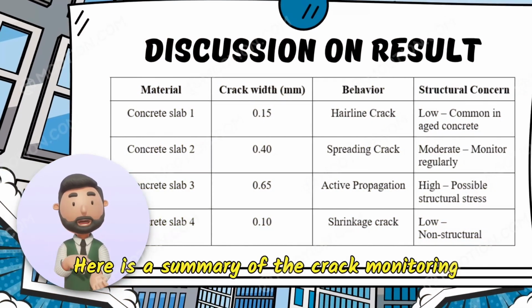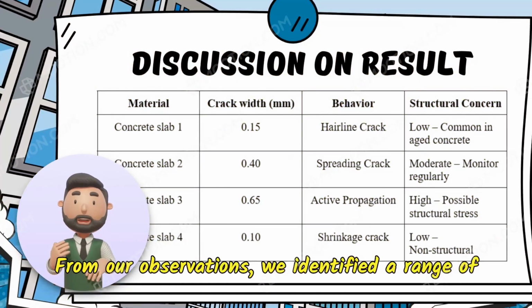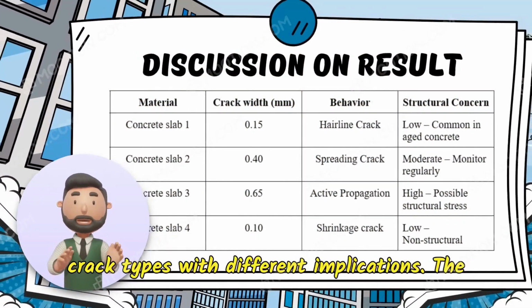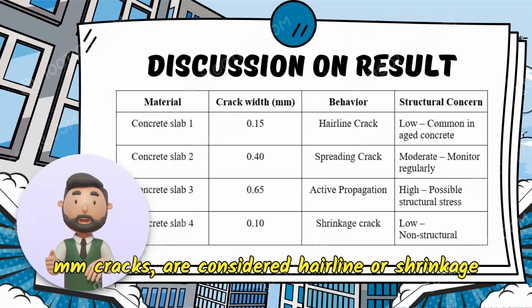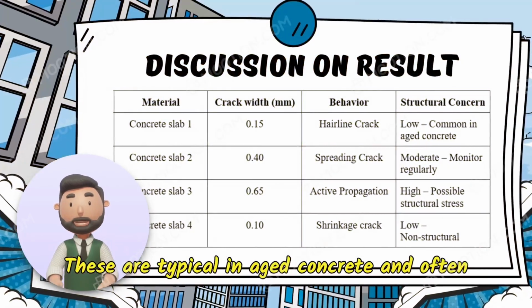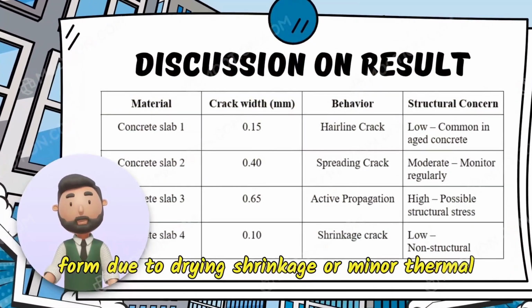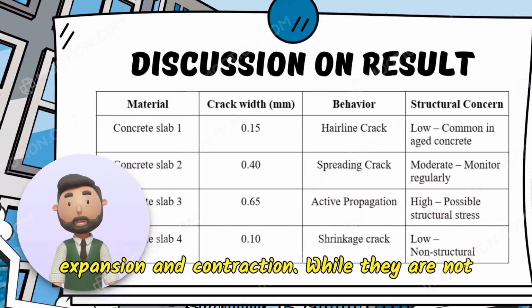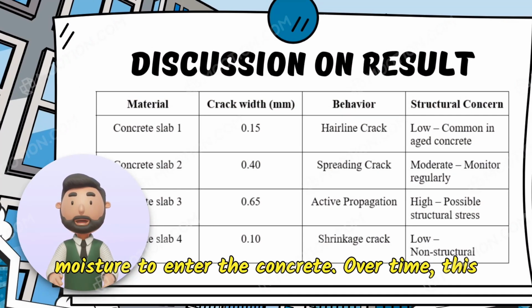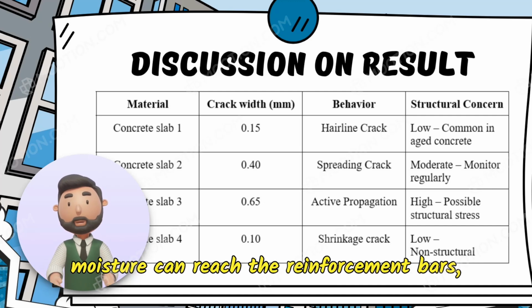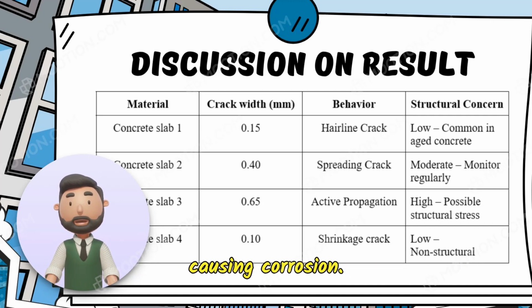Here is a summary of the crack monitoring results. From our observations, we identified a range of crack types with different implications. The smallest cracks, such as the 0.10 millimeters and 0.15 millimeter cracks, are considered hairline or shrinkage cracks. These are typical in aged concrete and often form due to drying shrinkage or minor thermal expansion and contraction. While they're not dangerous structurally, they can still allow moisture to enter the concrete. Over time, this moisture can reach the reinforcement bars, causing corrosion.